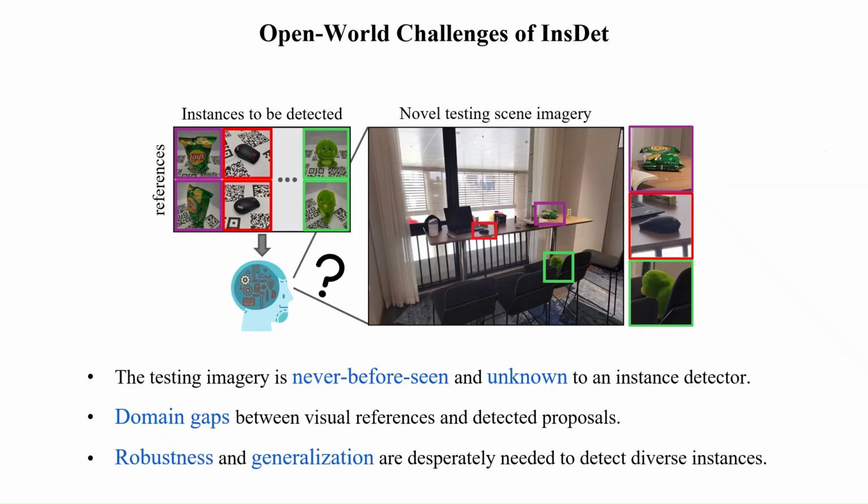Both settings of instance detection face open-world challenges. We have no knowledge about the testing data distribution, the arbitrary occlusions, and the background clutter. In particular, objects can be novel and are only defined during testing in the novel instance detection setting. Meanwhile, InsDet models must be capable of detecting any object instances of interest and robustly comparing them with visual references.